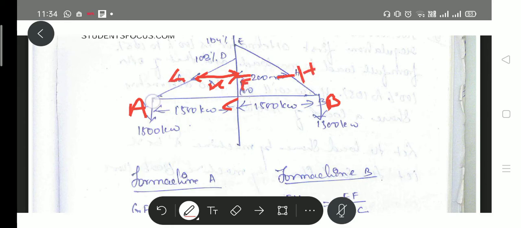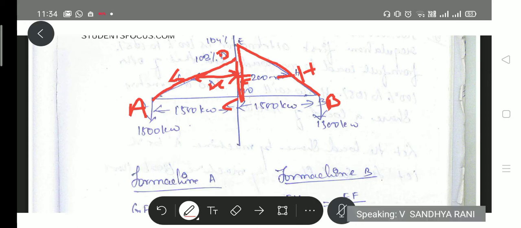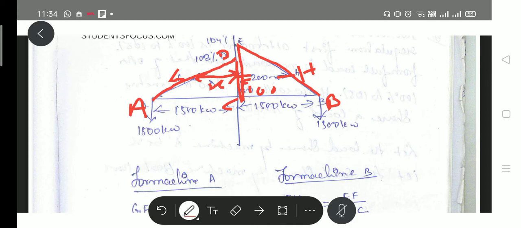And A to D is 100 to 103%. So here to here 100 to 103%. That point I am taking D. And B to E is 100 to 104%. C to E, that is 100 to 104. 100 I am taking here. 100 to 103 point is D. 100 to 104 percent point is E.